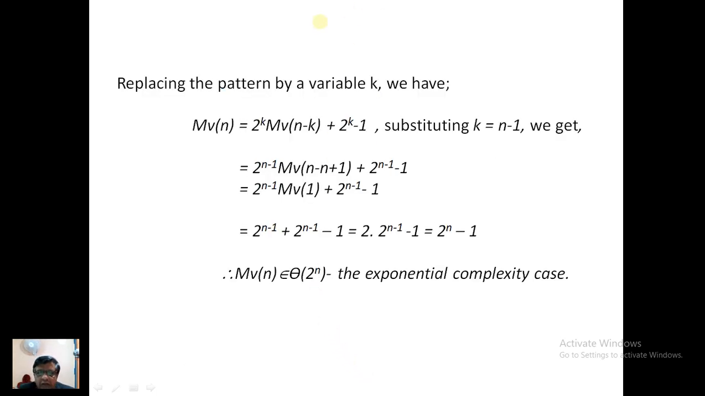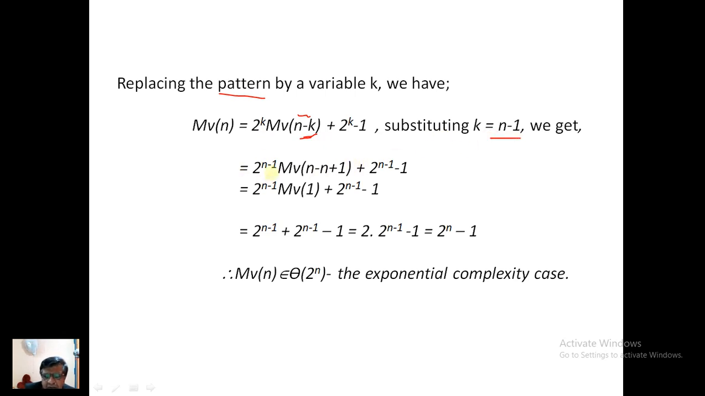Now, we will substitute a variable k for the pattern that has emerged. It becomes 2 to the power of k M(n-k) plus 2 to the power of k minus 1. Now we should get this equal to 1. If it is 1, we will get only 1. The number of moves required for one disk is only 1. So n minus k should be turned into 1. That can be done by substituting k equal to n minus 1.